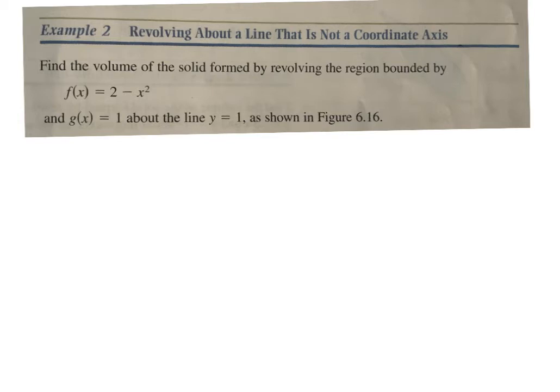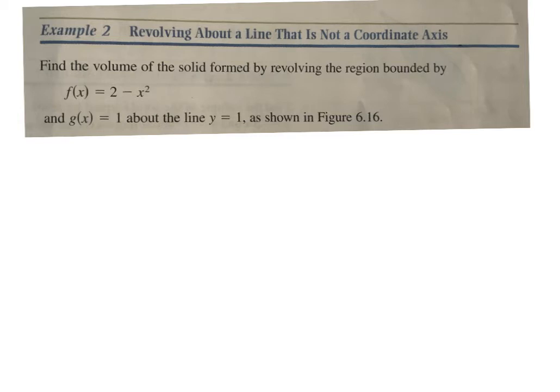Yeah. So in this, it says, find the volume of the solid formed by revolving the region bounded by f of x equals 2x minus x squared and g of x equals 1. Those are the boundaries. The boundaries are the function and the line y equals 1. And we want to revolve it around the line y equals 1.